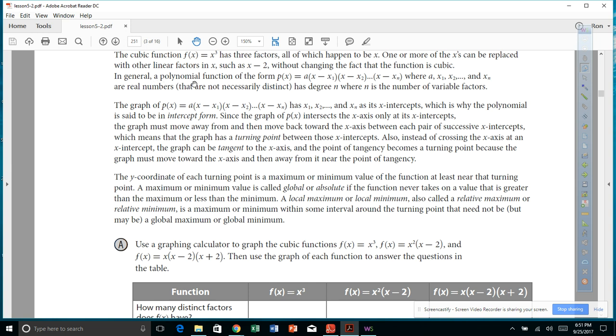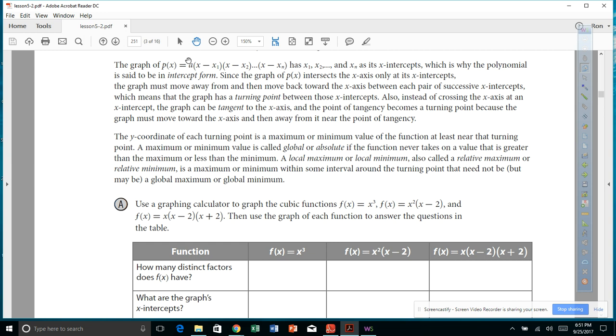In general, a polynomial function of the form p of x equals a times x minus x sub 1 times x minus x sub 2, and so on to x minus x sub n, where a, x sub 1, x sub 2, and x sub n are real numbers that are not necessarily distinct, has degree n, where n is the number of variable factors.